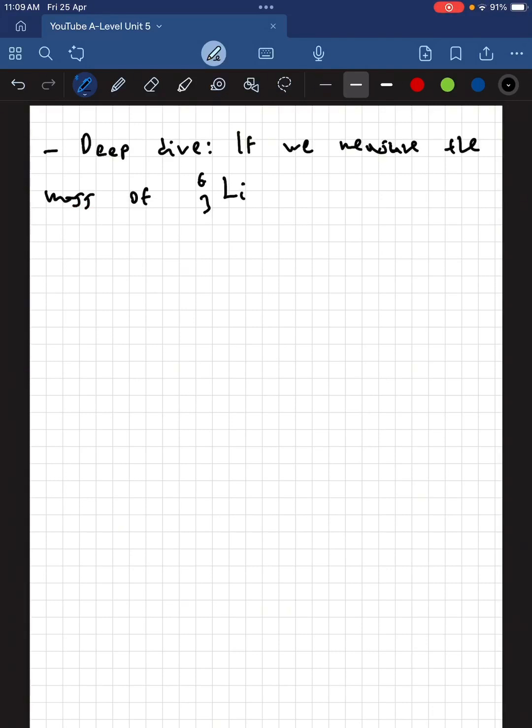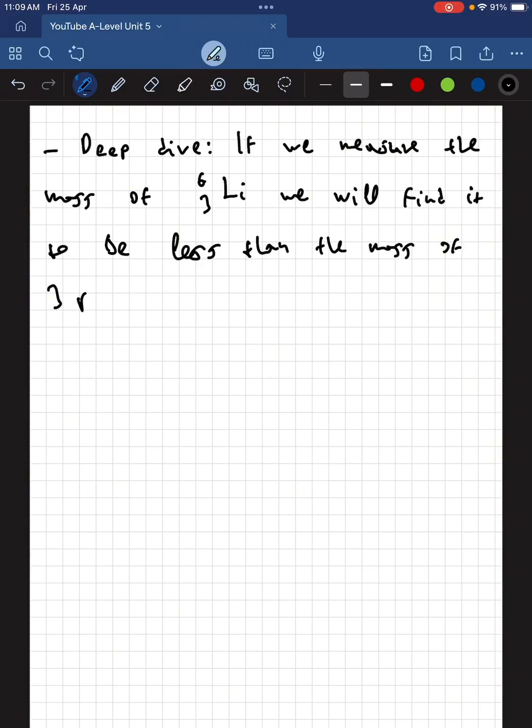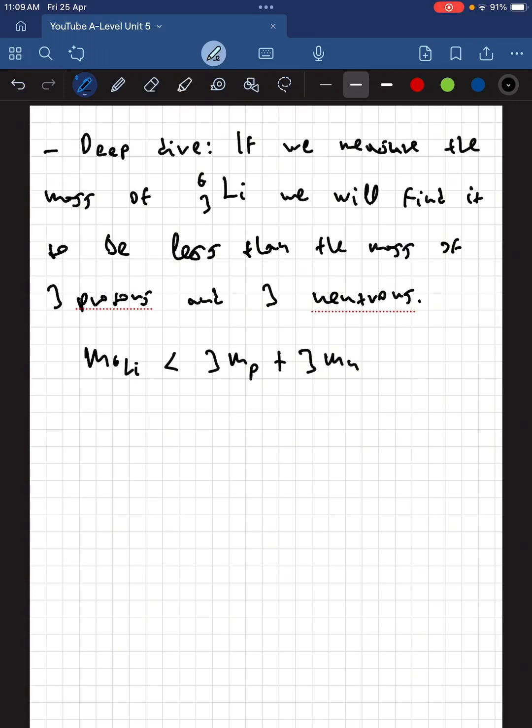If we measure the mass of lithium-6, we will find it to be less than the mass of 3 protons and 3 neutrons. So the mass of lithium-6 is less than 3 times the mass of a proton plus 3 times the mass of a neutron. Okay, and I will discuss why that is, but let me give you some numbers first.